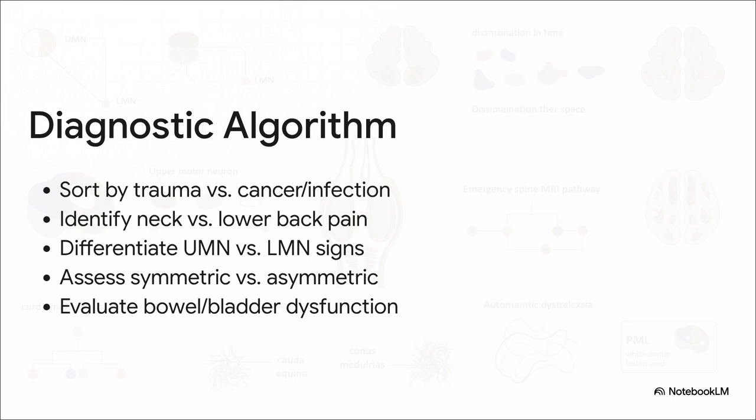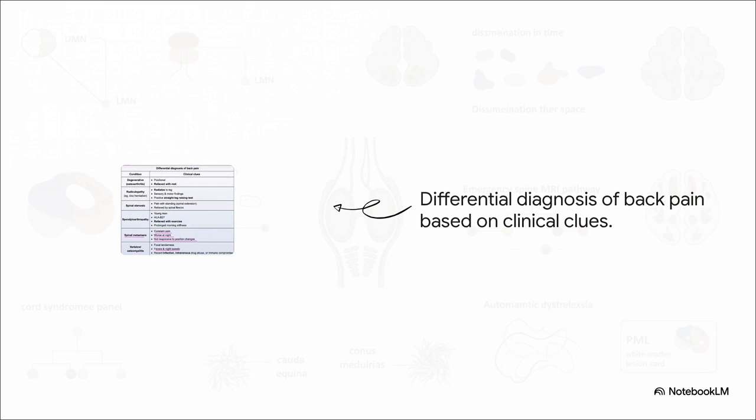Next, you've got to differentiate upper motor neuron from lower motor neuron signs. Check if the weakness is symmetric or asymmetric, and always evaluate for bowel and bladder dysfunction. Pattern recognition here is key. Evaluating specific clinical clues really helps isolate the pathology.